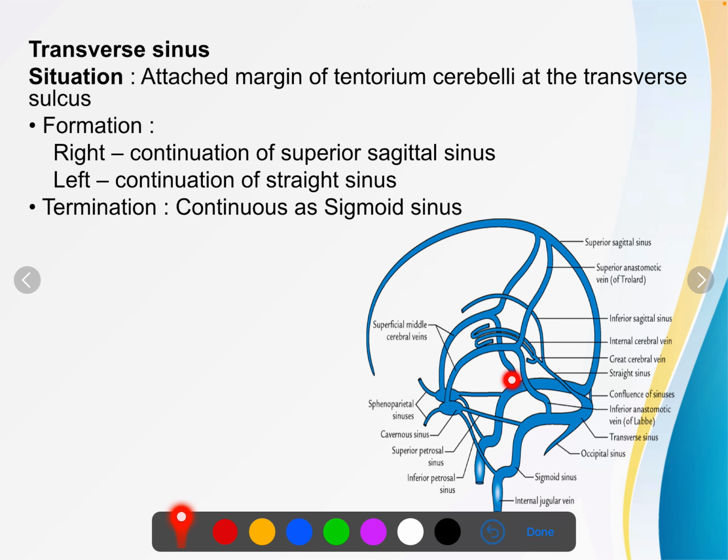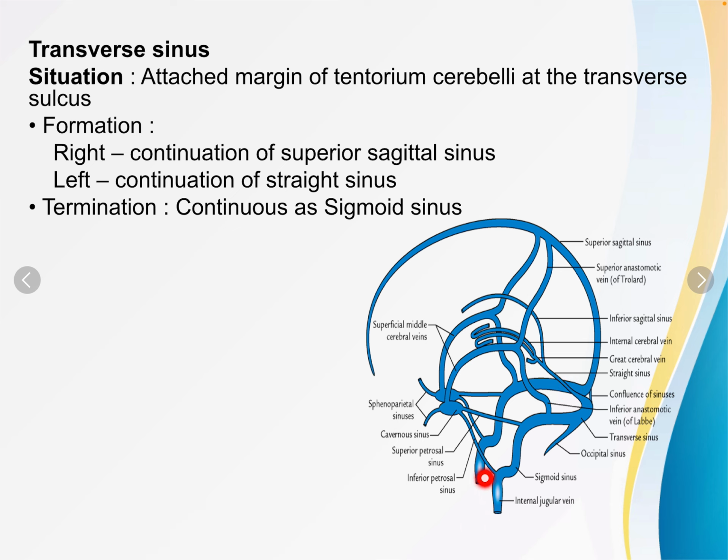The next one, this is the transverse sinus that is situated on the attached margin of the tentorium cerebelli at the transverse sulcus. The right transverse sinus is the continuation of the superior sagittal sinus, and the left transverse sinus is the continuation of the straight sinus. Both the right and left transverse sinus are continuous as the sigmoid sinus.